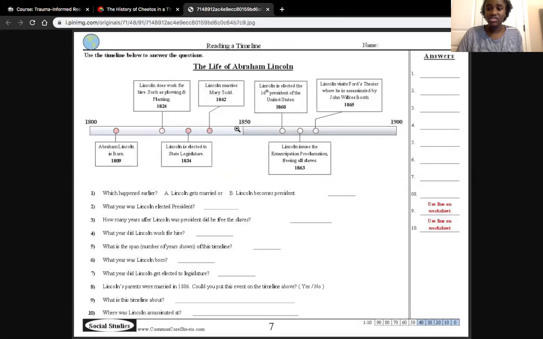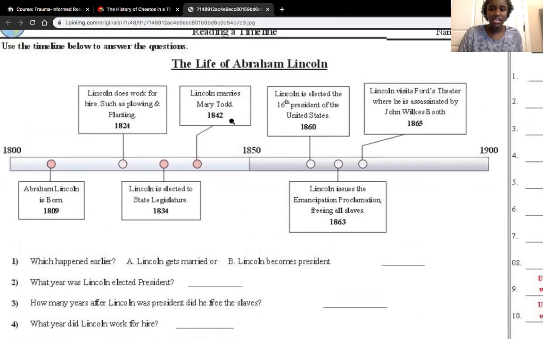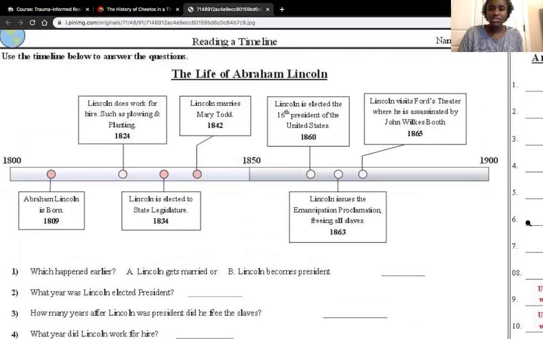Okay, so I want you to take just a couple seconds just to read what it says. Read what the timeline is. Think about when it starts, when it ends, which one's older, which one's younger, and then we're going to go through and answer the questions.